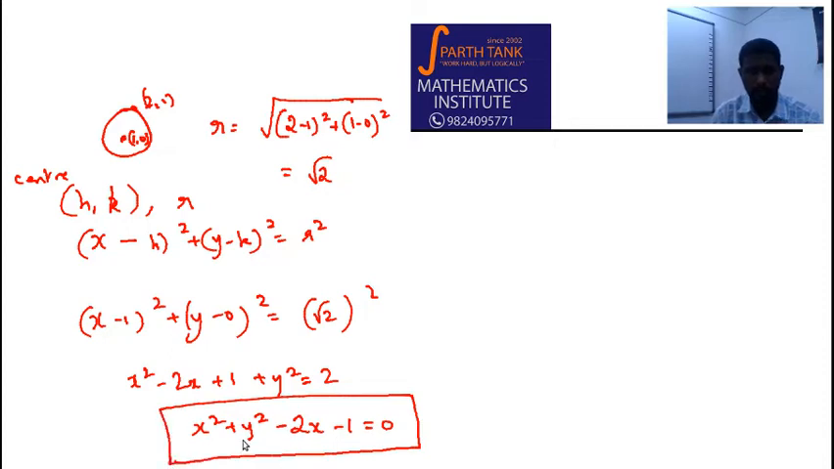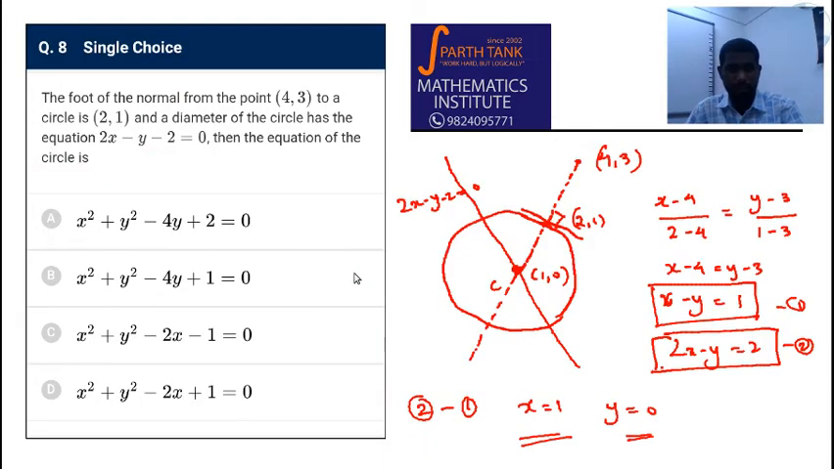Alright. Very simple problem. x squared plus y squared minus 2x minus 1 is 0. Option C. See, all the idea that we are using is the normal to the circle is going to be a diameter. It's a radius, and the radius and diameter equations are going to be the same. So find that line, and the point of intersection gives you the center.